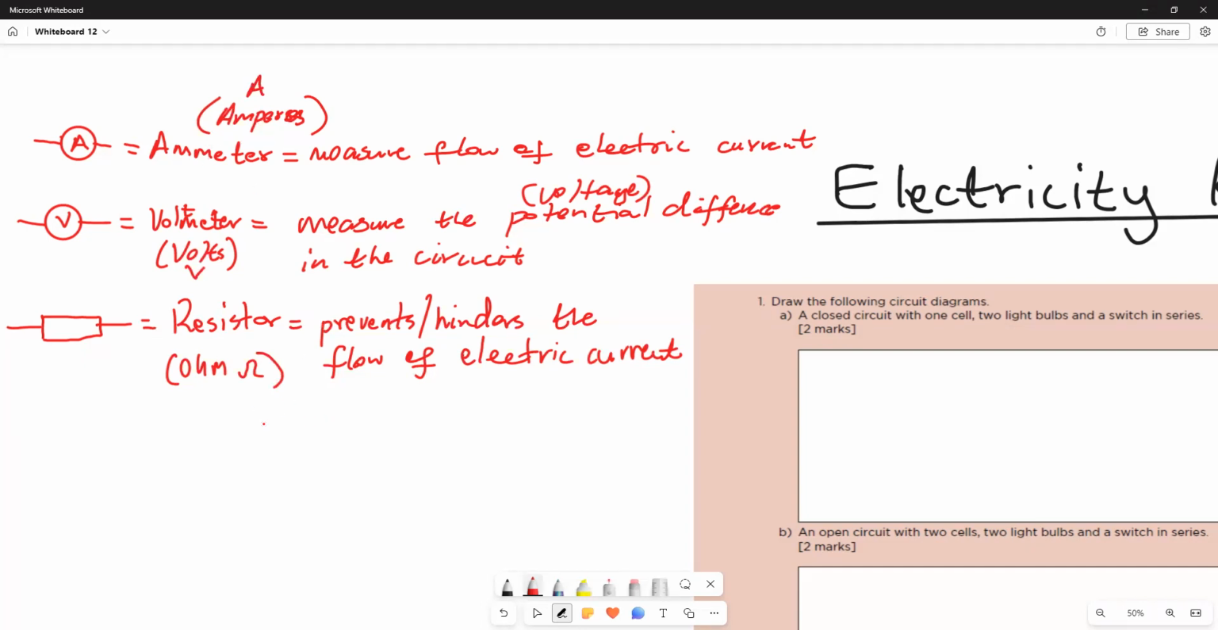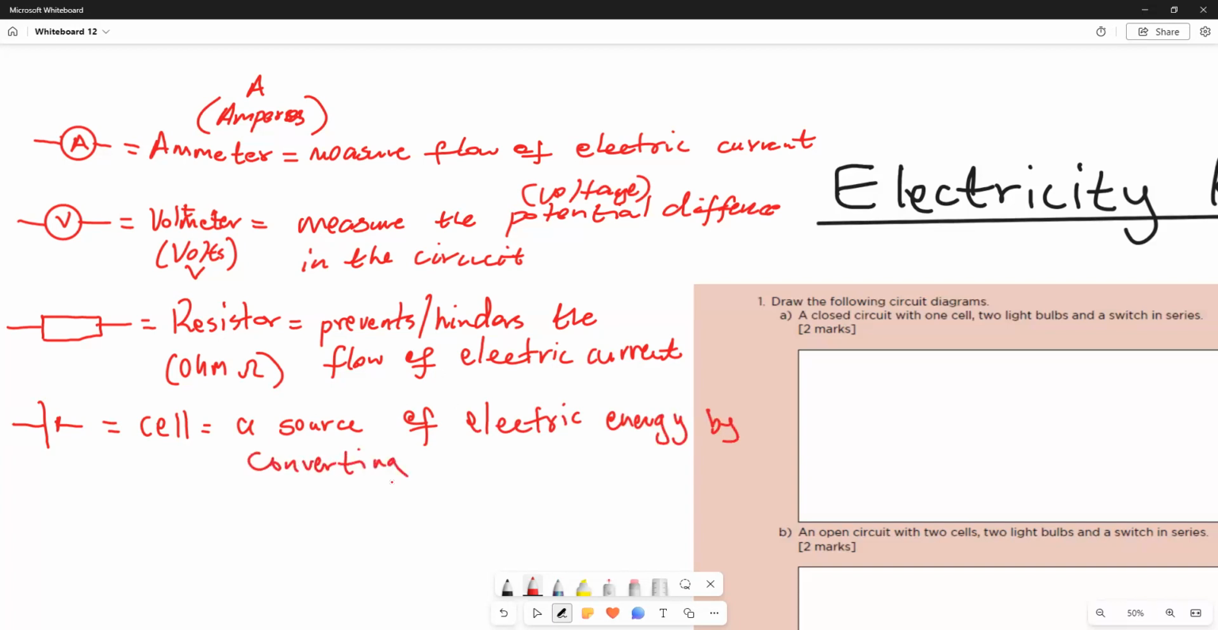Okay. Perfect. And then we have a cell. A cell, which is a basic unit of a battery, right? By definition, a cell is basically a source of electric energy. It converts chemical energy into electrical energy.